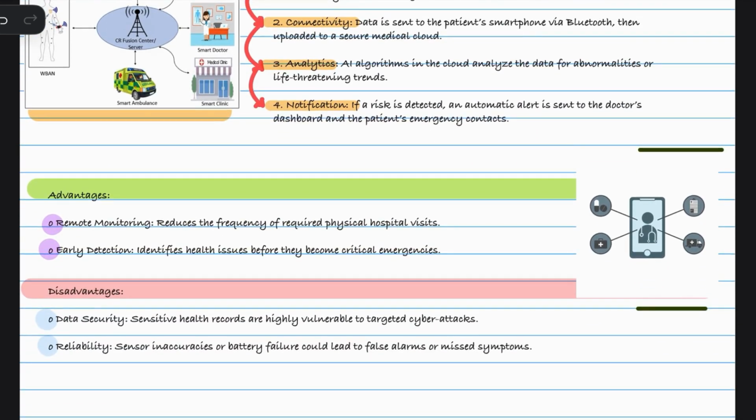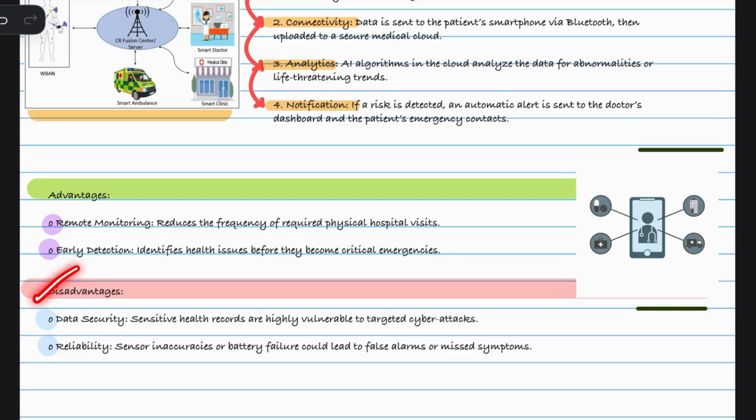If we talk about the pros and cons, the pros are true remote monitoring. It cuts down unnecessary, expensive hospital visits every day. It is a very efficient way. Then comes the early detection. It catches the medical emergency before it becomes fatal. So it is very advantageous for elderly people or someone who has a very harmful disease.